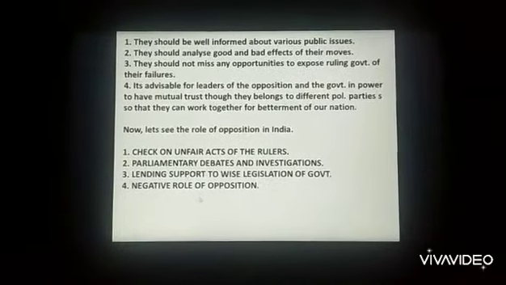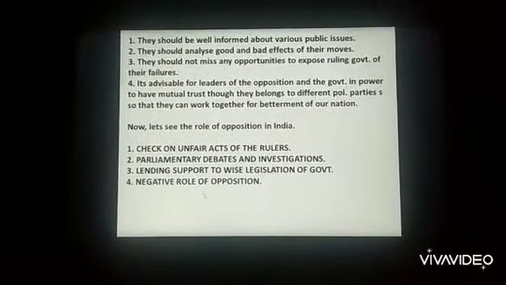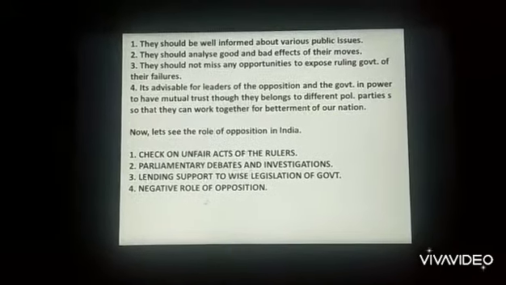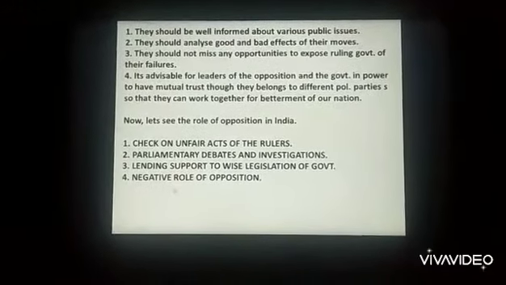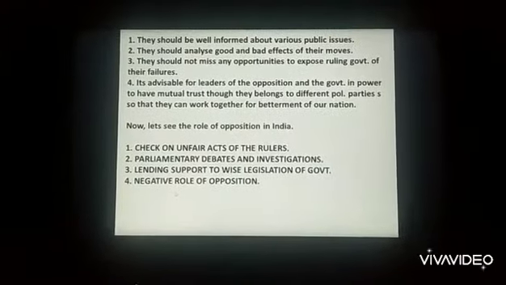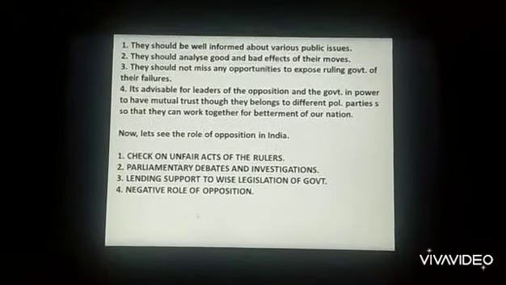Though they know that the rules and regulations being passed are for the betterment of the people or the nation, since they have a personal issue with one another, they try to oppose those things likewise. So this is called the negative role of the opposition, misusing their own power as an opposition party.